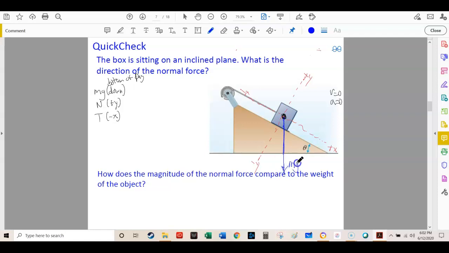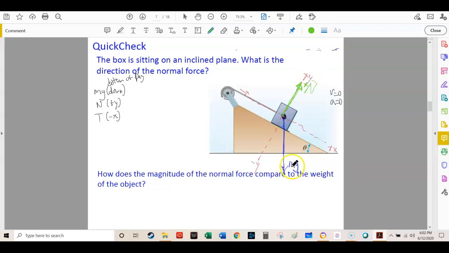Towards the bottom of the page, mg is always pointed straight down. The normal force, which is green, is going to be pointed up along the y-axis, right here. And that's the normal force, pointed in the positive y direction, so I'm going to put a positive there.